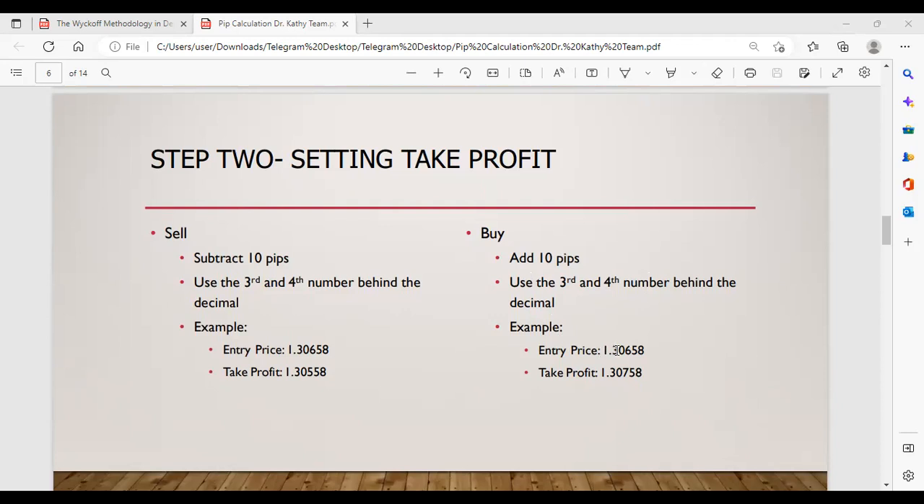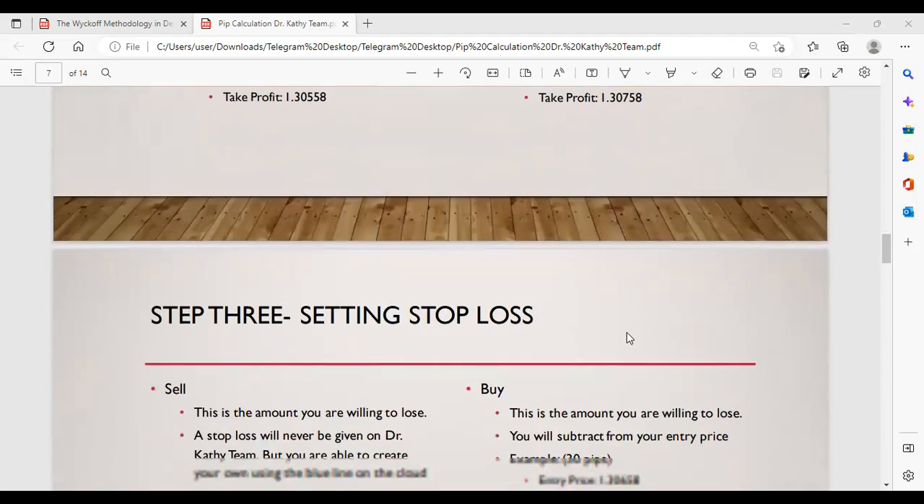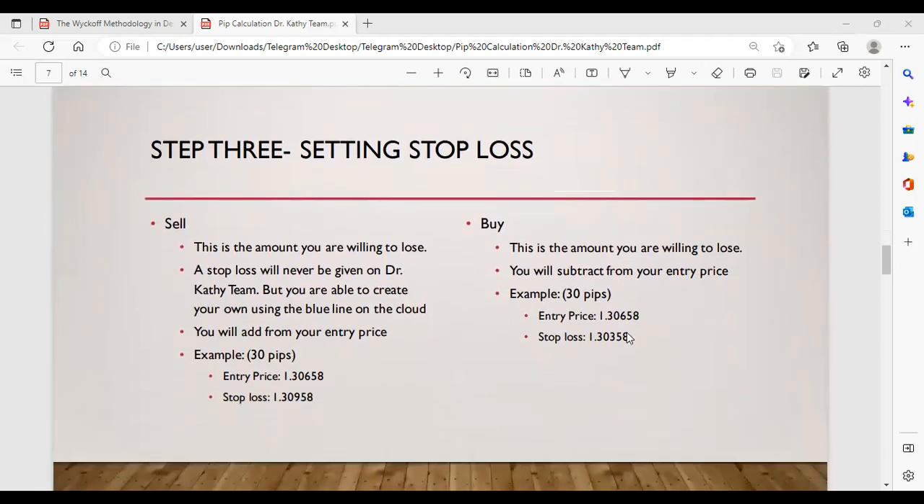So this is the entry price, 1.3060 3658. So it's going to be 1.30758. That's adding, so we added 10 pips to the entry point. While on the sell, we minus 10 pips from the entry point, and that's the third and the fourth number. So this one, the third number, right? Third number here. Don't get too confused, guys. Make sure that you secure your money.